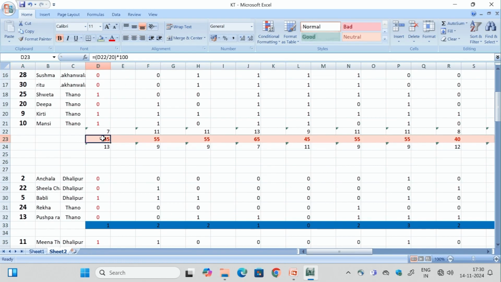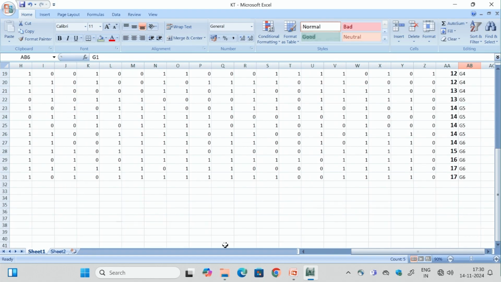Item difficulty index simply means how many of your respondents answered that question correctly. So, for the purpose of calculating the item difficulty index, you should use the original data.